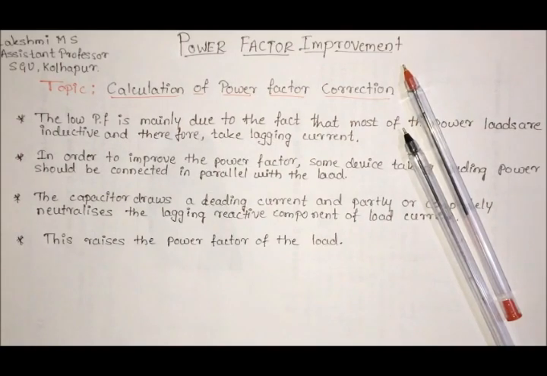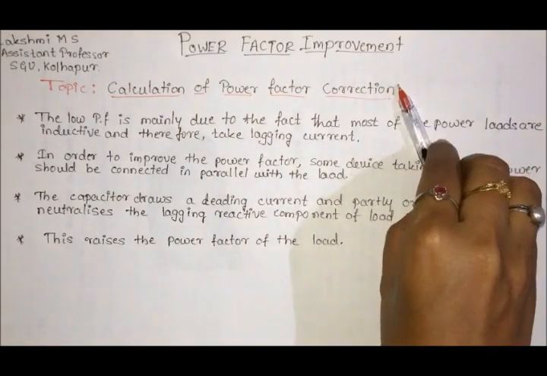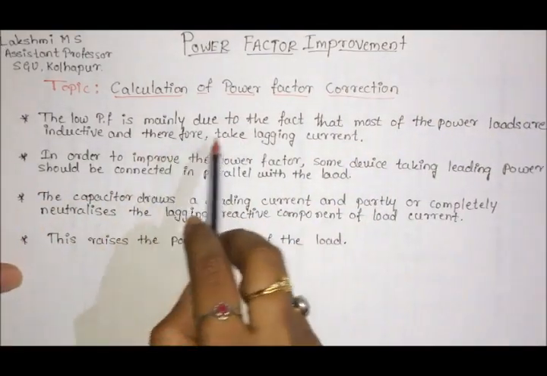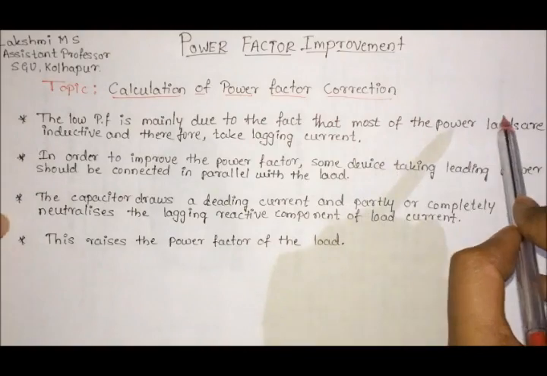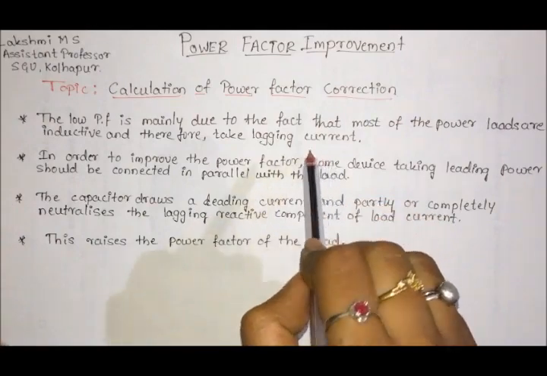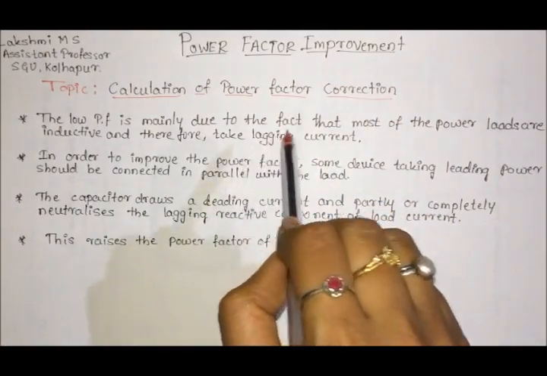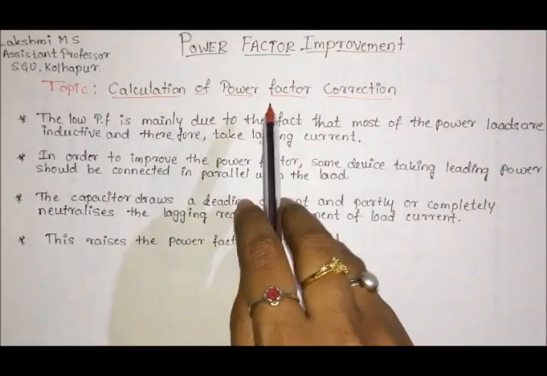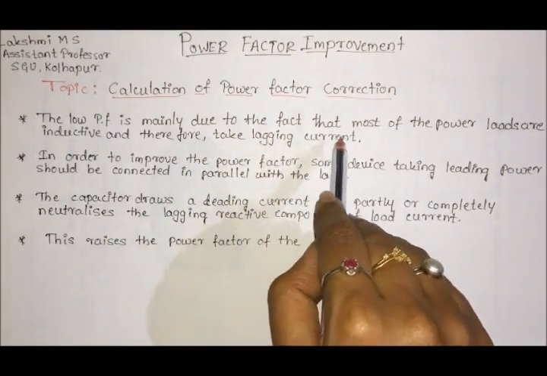In the previous session, we studied the definition of power factor, active power and reactive power, the reason for low power factor, and the need for power factor improvement. Today we are going to study calculation of power factor correction. The low power factor is mainly due to the fact that most power loads are inductive and therefore take lagging current. As I told you, all residential and industrial loads are inductive in nature, so they will take lagging current.